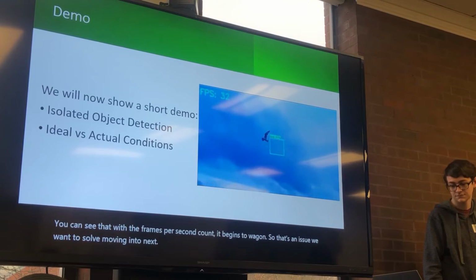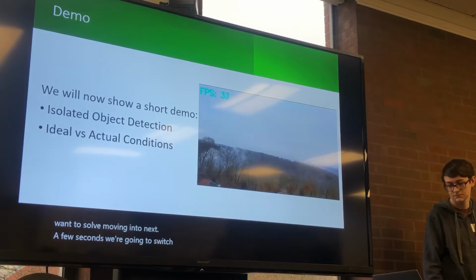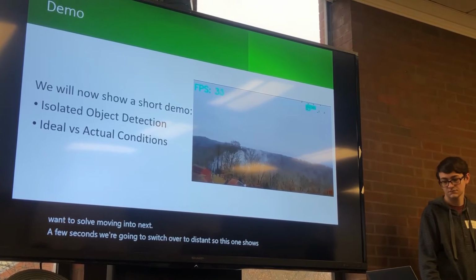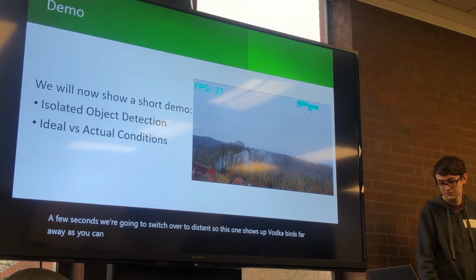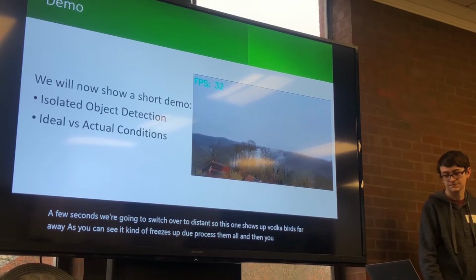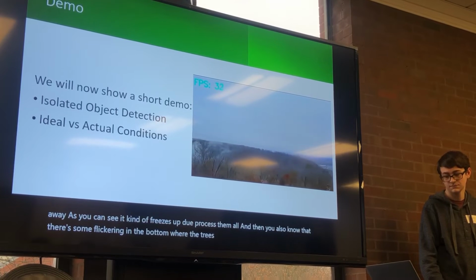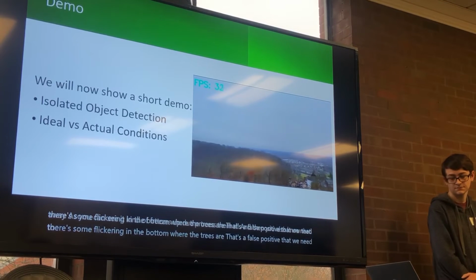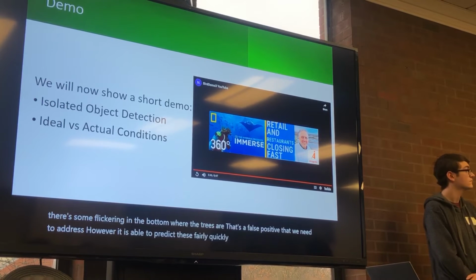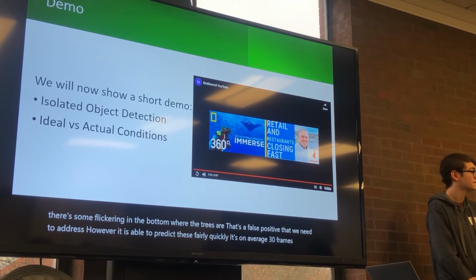In a few seconds, we're going to switch over to this demo. This one shows a flock of birds far away. As you can see, it kind of freezes up to process them all. And you also notice that there's some flickering in the bottom where the trees are. That's a false positive that we need to address. However, it is able to predict these fairly quickly. It's on average 30 frames per second, which is the target we were aiming for this semester.